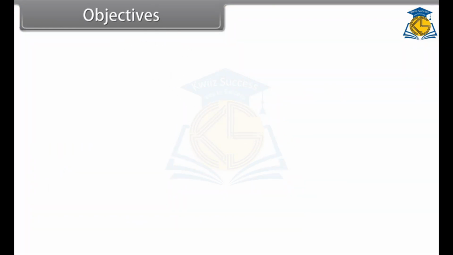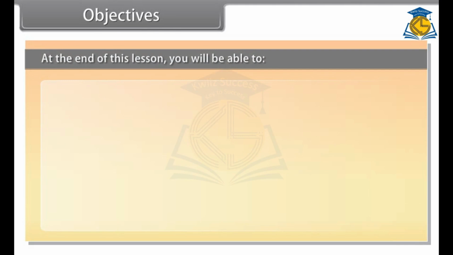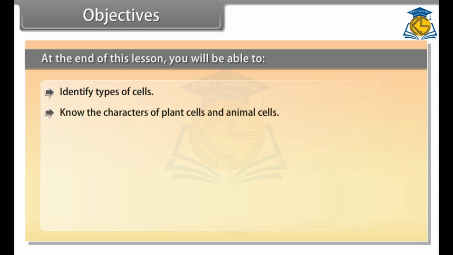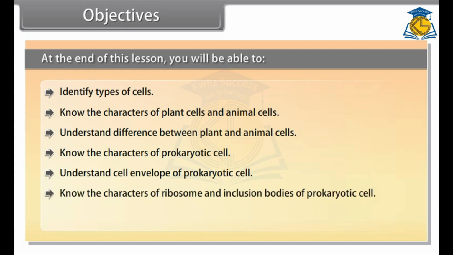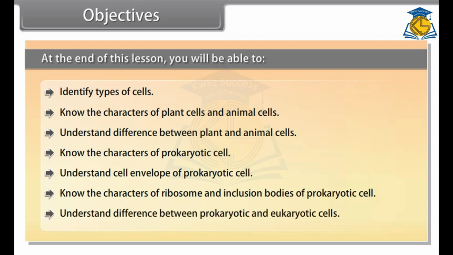Objectives. At the end of this lesson, you will be able to identify types of cells, know the characters of plant cells and animal cells, understand difference between plant and animal cells, know the characters of prokaryotic cell, understand cell envelope of prokaryotic cell, know the characters of ribosome and inclusion bodies of prokaryotic cell, understand difference between prokaryotic and eukaryotic cells. Types of cell.